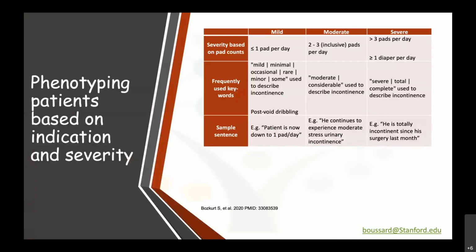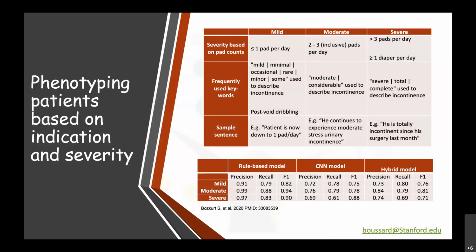Different approaches, we classify patients with urinary incontinence into 3 categories based on standard definitions of mild, moderate, and severe urinary incontinence. This first table shows an example of some of these sentences that we tagged in our notes and how we classified them, and also some of the key words that we used. And for the study, we found that the rule-based NLP approach outperformed the other models, which could likely be due to the class imbalance. So we had very few patients with severe urinary incontinence, but it could also be due to our small sample size.